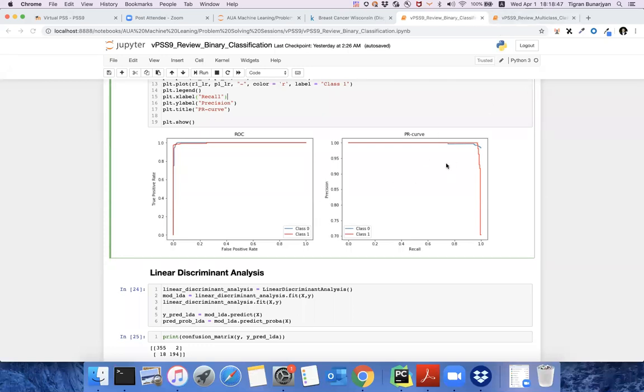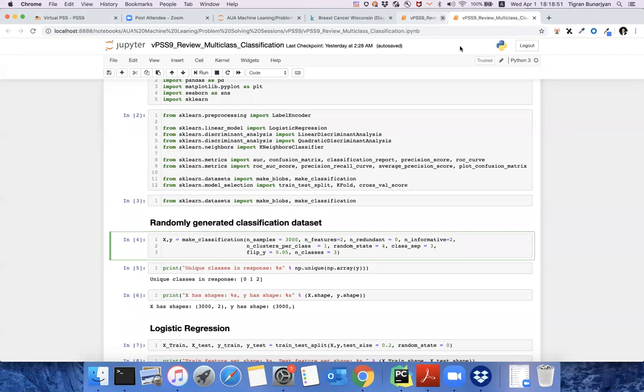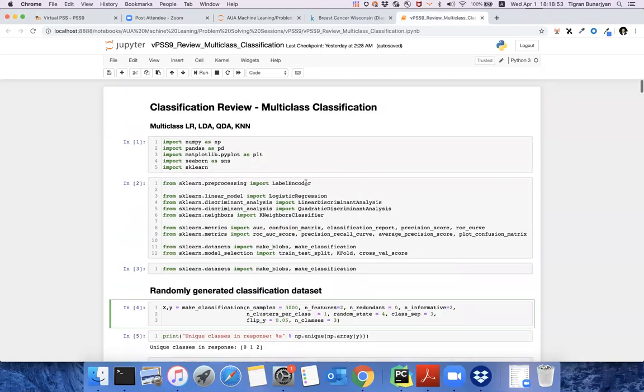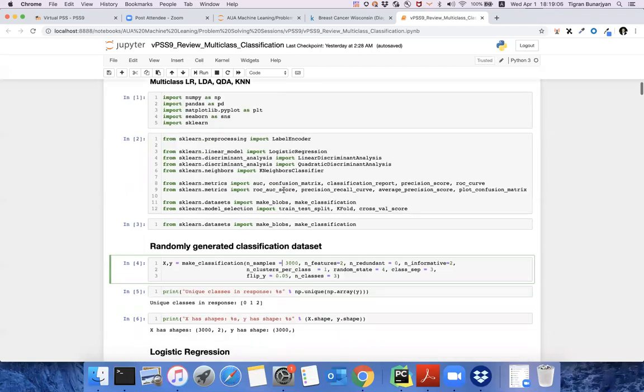This was the binary classification, and we know that we have also multi-class classification, and we should also learn about the classifiers and their abilities to perform classification on multi-class data.